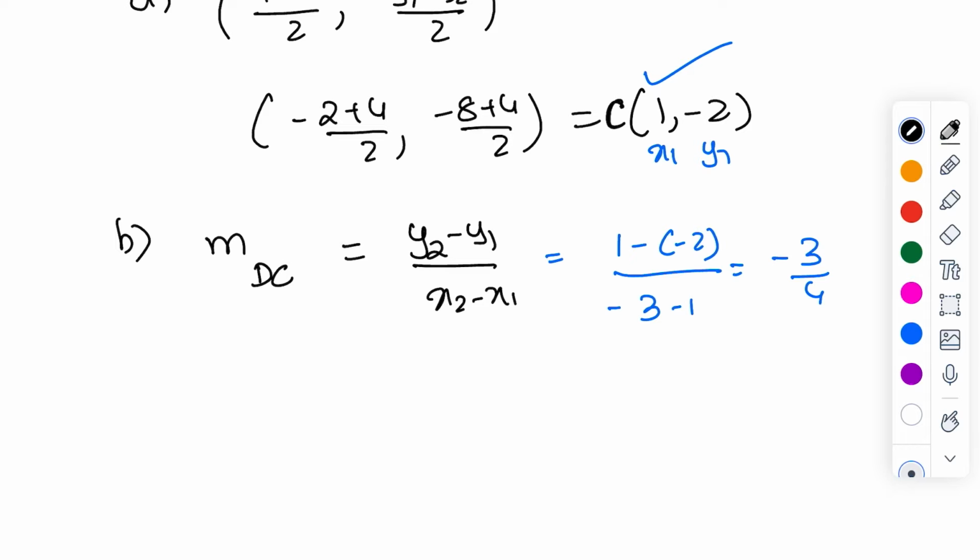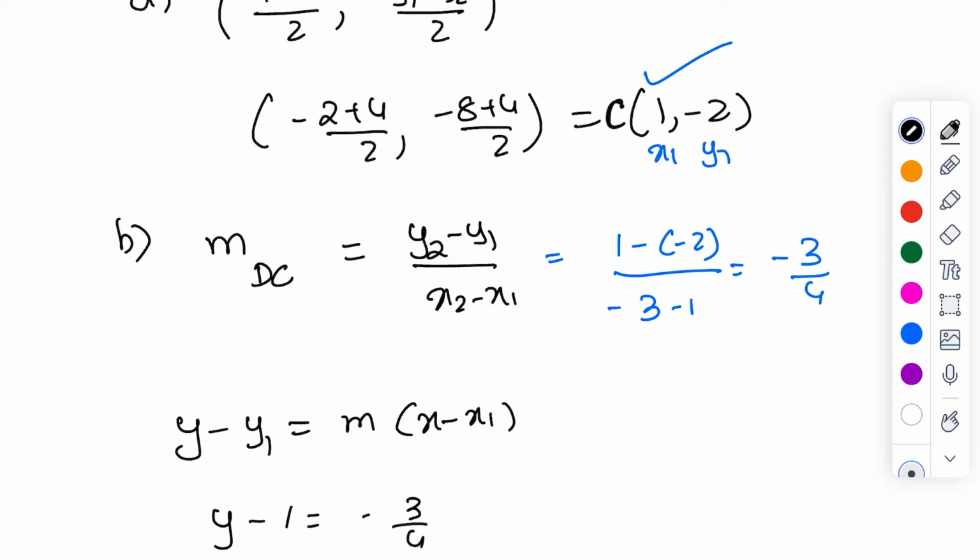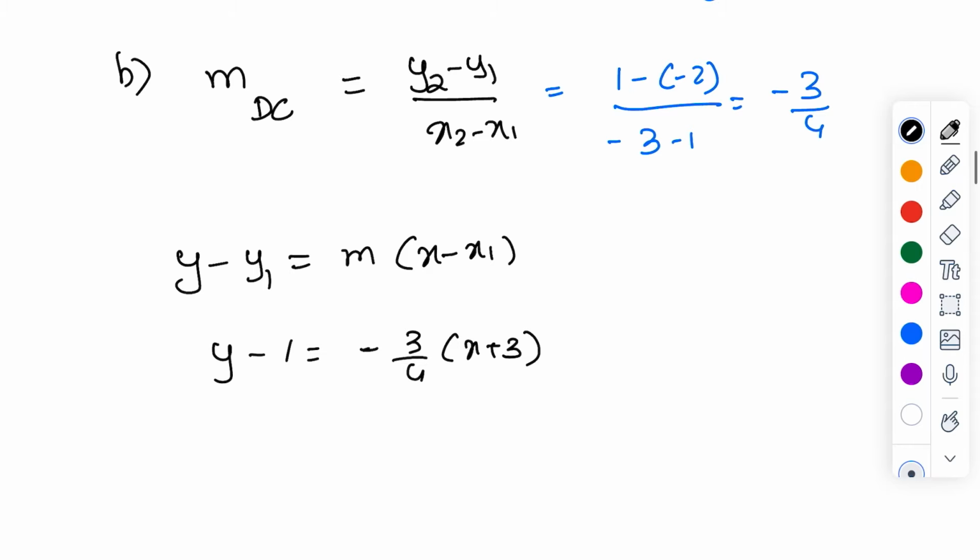So when we know the point and the gradient, y minus y1 equals m times x minus x1. So y minus 1 equals negative 3 upon 4 times x plus 3. So what does that become now? y equals negative 3 upon 4 x, negative 9 upon 4 plus 1. So y equals negative 3 upon 4 x, negative 5 upon 4.